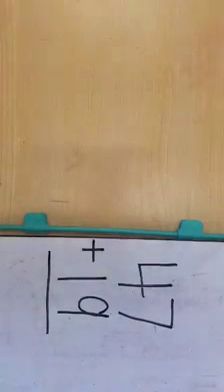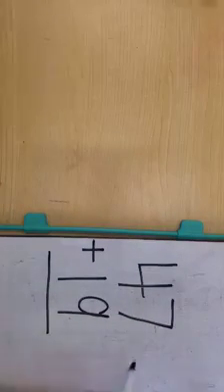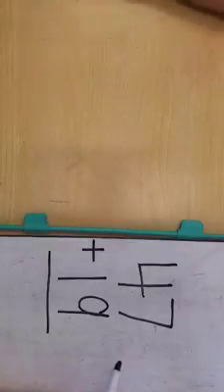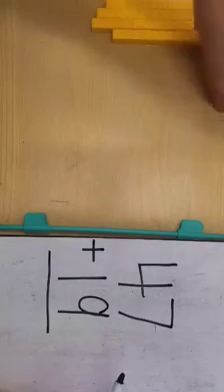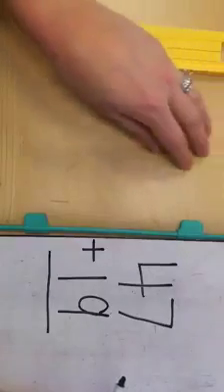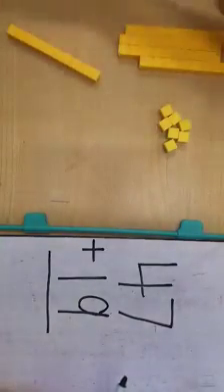Next, to explain what regrouping means, I'm going to get out the base 10 blocks to build both of these numbers. So I'm going to build 47, which would be 4 tens and 7 ones, and the number 19, which would be 1 ten and 9 ones.